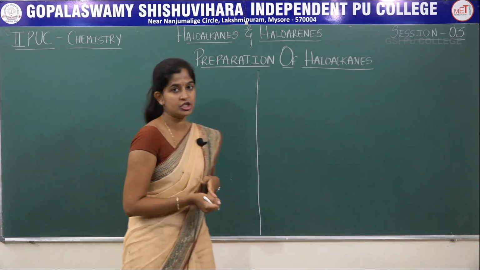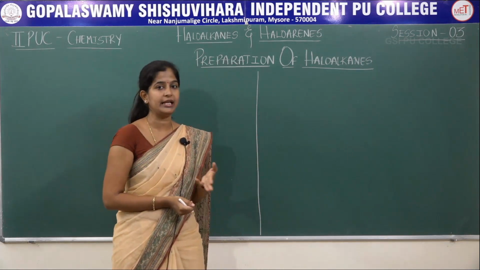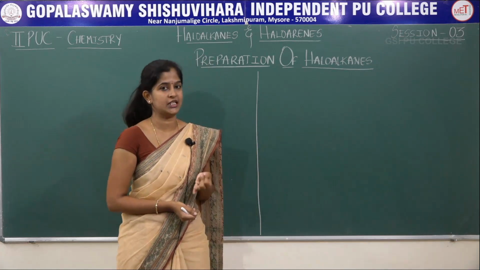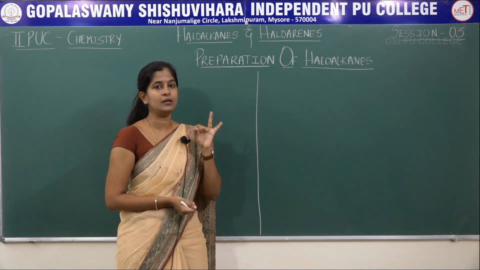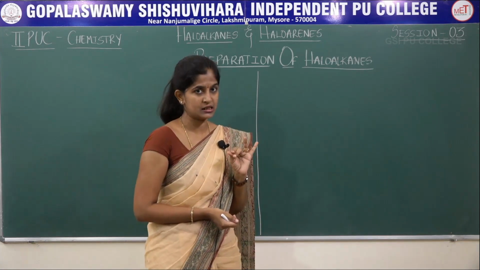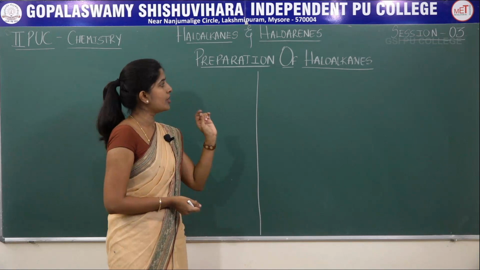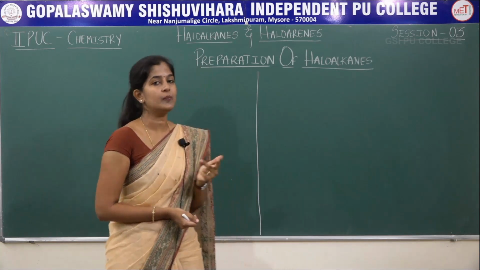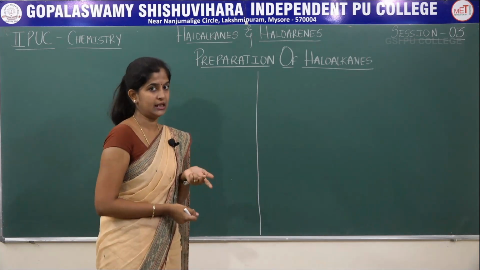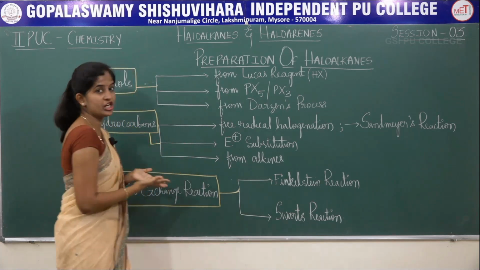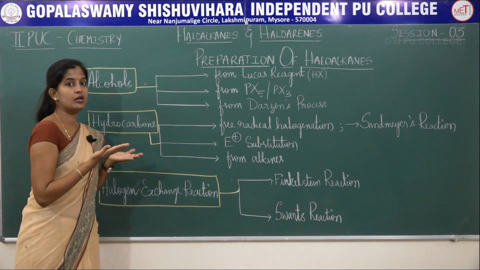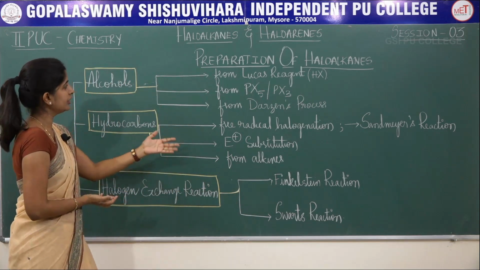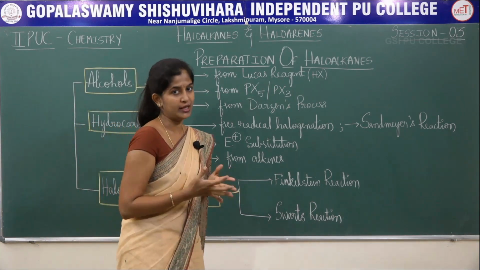So haloalkanes can be majorly prepared from starting materials such as alcohols, hydrocarbons, as well as through halogen exchange reactions. These are the 3 main methods wherein you can prepare haloalkanes. Let us see a flow chart which tells you about the preparation of haloalkanes from all these 3 starting compounds, followed by which we will discuss the details. This is the complete picture, the complete flow chart, which shows how many different methods of haloalkane preparation there are for your syllabus.